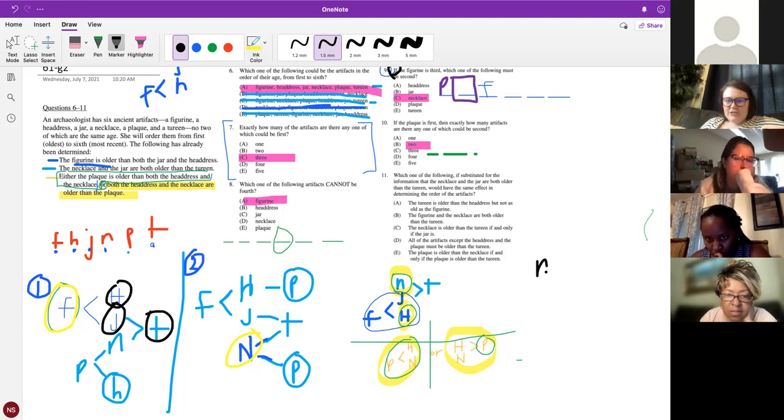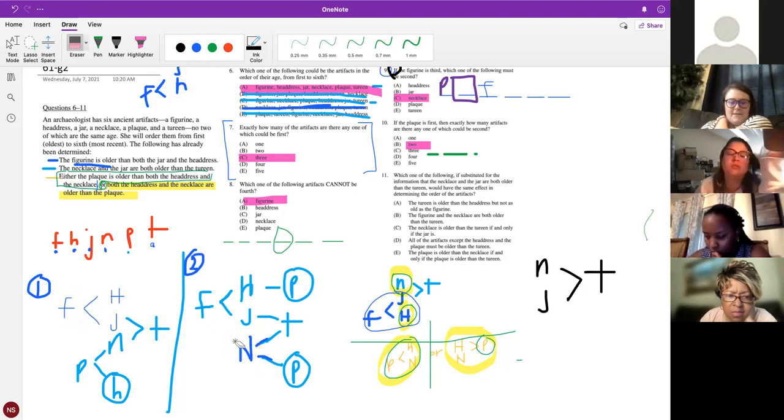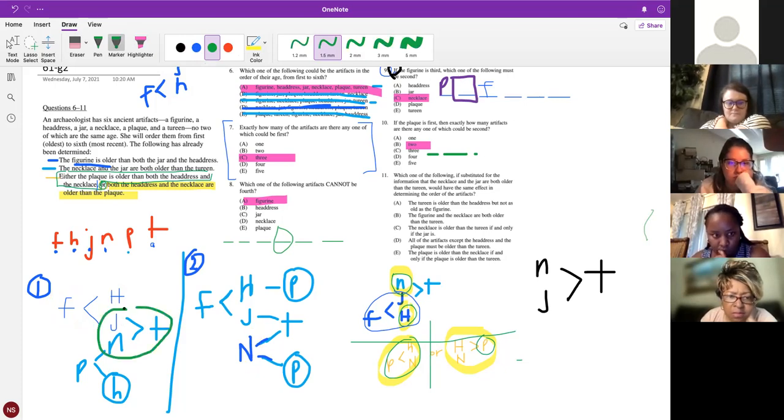So we're saying N and J are both older than the tureen. And then if I have worlds, or if I have scenarios, I go in and find it and circle it so I know what I'm dealing with and what I'm trying to replace. So here it's this, and here it's this. So what would make this have the exact same order?